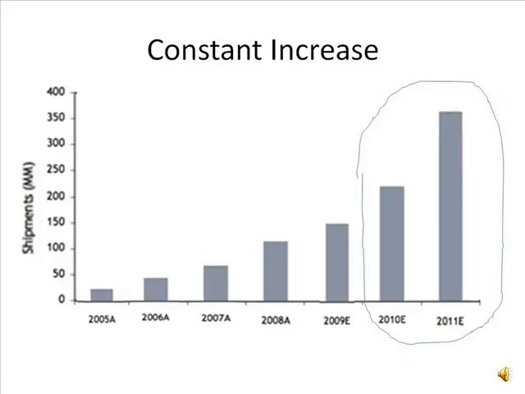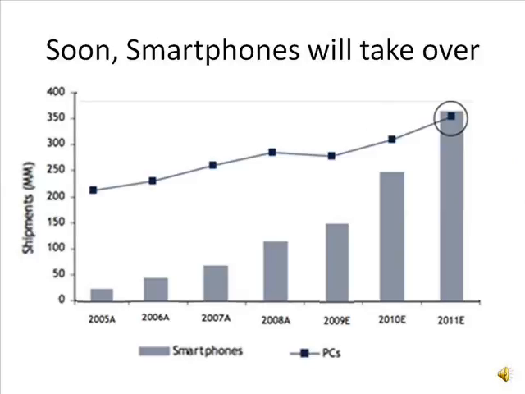From 2005 to 2011, smartphone shipments in the U.S. have been steadily growing. Between 2010 and 2011, shipments almost doubled. Demand for smartphones will equal demand for PCs.